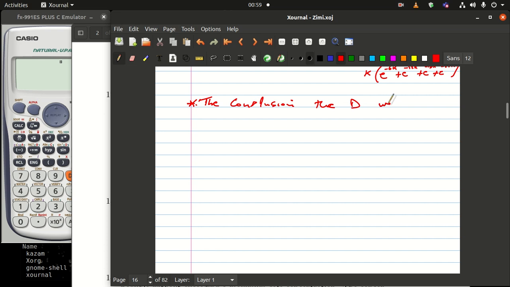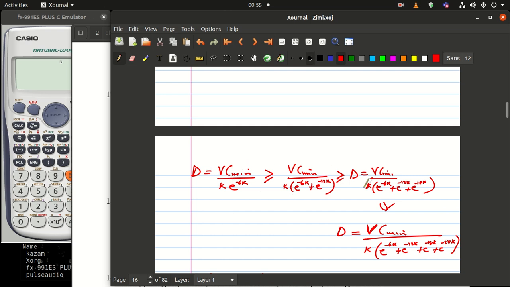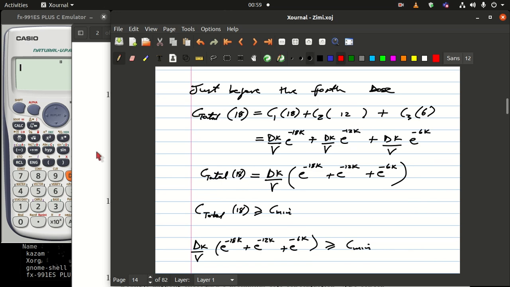the D we are looking for is D equal to V times C min divided by K E raised to minus 6K. So that is the D we are looking for in this particular case. I hope I have answered your question, that as much as the inequalities are going this way, we want to make sure that this one is satisfied. Once this one is satisfied, all the others will be satisfied. That is why the D we're looking for is this one, not the other ones that we've been doing.